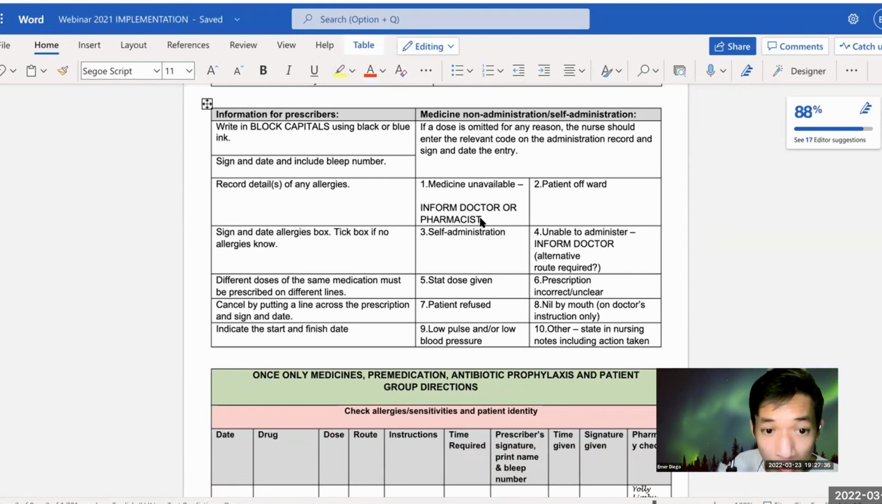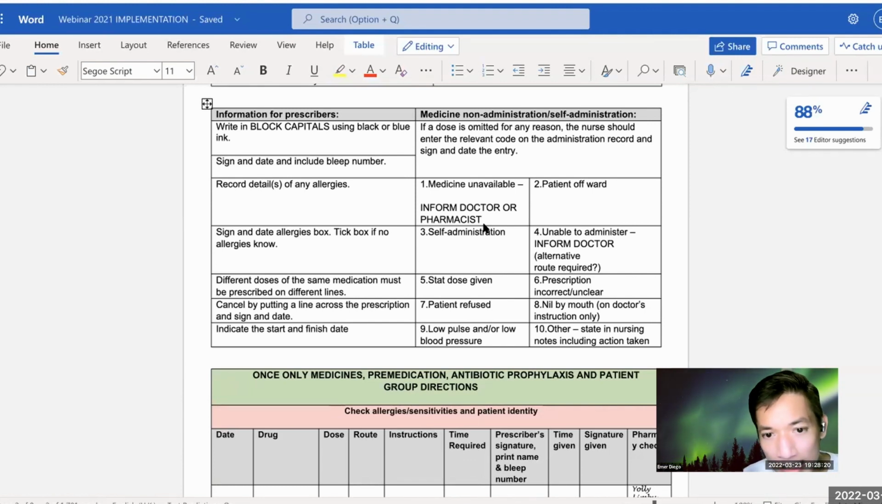So as part of your conversation, you have to tell the patient that you have to inform the doctor and check with the pharmacist for any alternatives. Okay, or you need to order the medication as soon as possible. Number two, patient off the ward. So there might be an instance wherein you cannot give the medication because the patient is off the ward. Number three, if the patient administered the medication by himself.